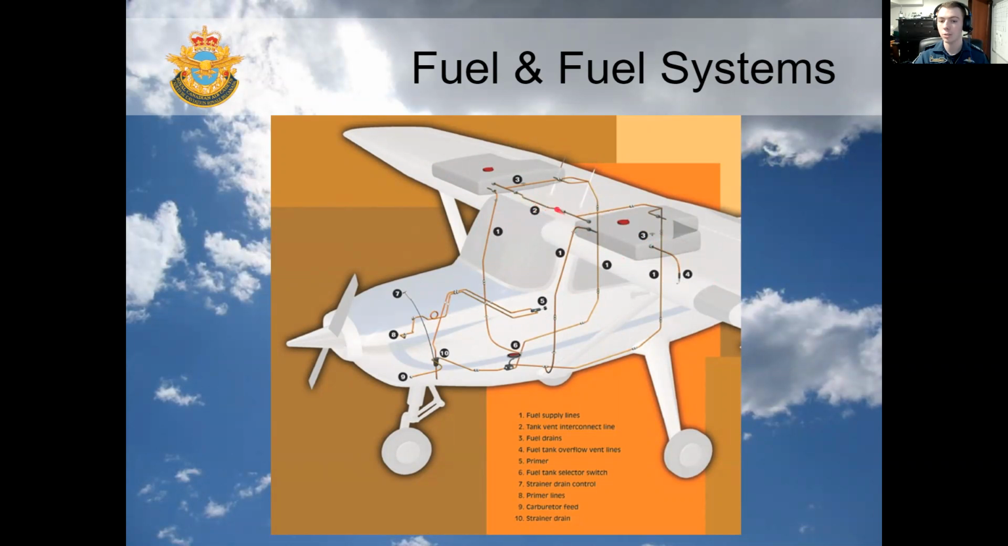So you can see this number 2 here. The second one is the tank vent interconnect line. This is a really important one. You do need to have this in your plane, because if you are using a fuel selector valve, which is going to allow you to choose between using both fuel tanks, using just one or using both, you can end up with some inconsistencies where if you accidentally draw from just one tank instead of the other, this line is going to help equalize that.